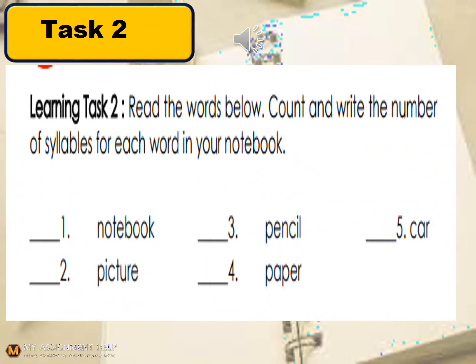Learning task 2. Read the words below, count and write the number of syllables for each word in your notebook. Let's read. Number 1, notebook. Number 2, picture. 3, pencil. 4, paper. And 5, copy. Let's try number 1, notebook. So how many syllables? Note, book. There are two syllables. Then you write the number.